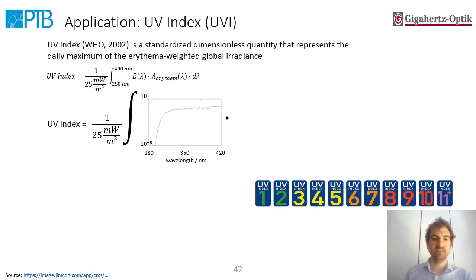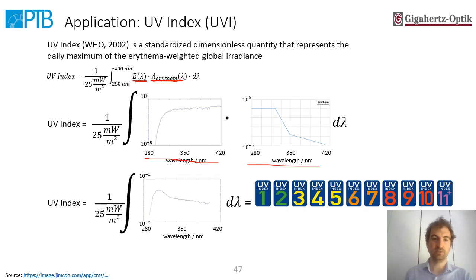The UV index is a standardized dimensionless quantity that represents the daily maximum of the erythema weighted global irradiance. Or in other words, it gives you the maximum of the erythema radiation on a specific day. Below here, there's the mathematical description. So we have our measurement here, and here our actinic weighting function. Graphically shown, we can do it like this. So this is our measurement, and this here is the weighting function, and these both multiplied gives you this function here. And what you can see is that this UV contribution is the highest contribution to the UV index measurement.